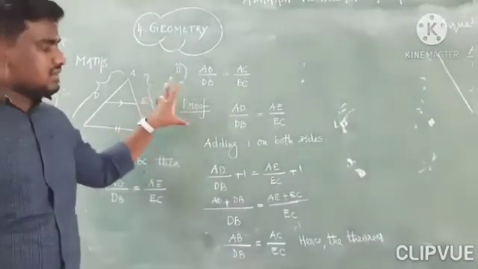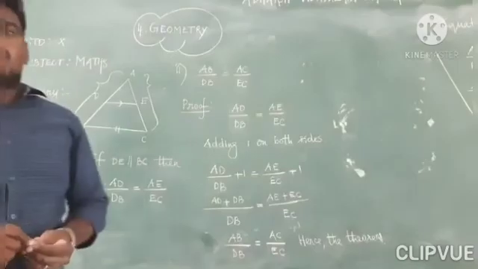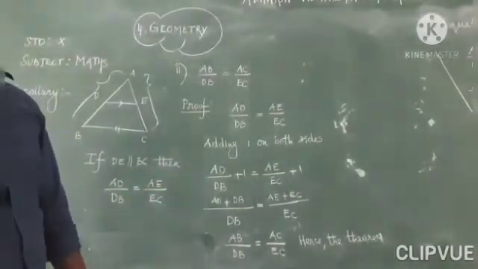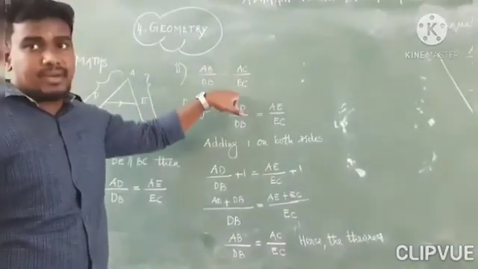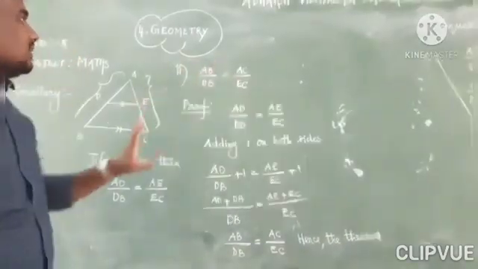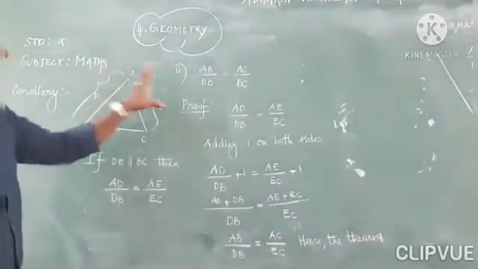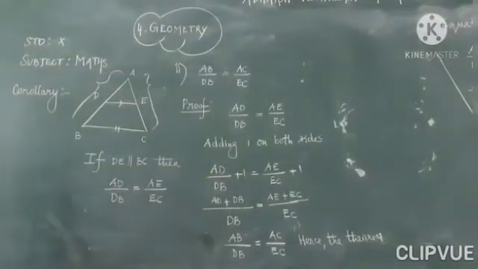These two results are very important. They may be asked in 1 mark questions. Actually, the first one we have learned is AB by AD equal to AC by AE. The second one is AB by DB equal to AC by EC. These are the possible results when DE is parallel to BC. So you may expect one more question. So it is very important.